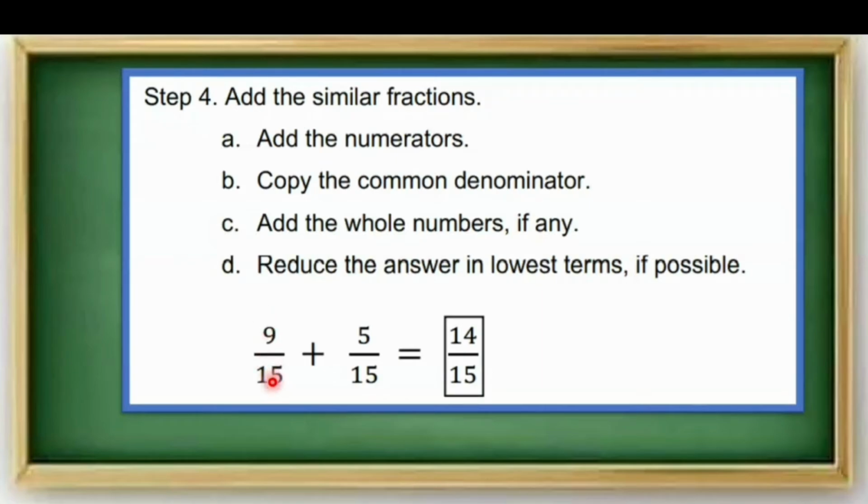That is 9 15ths plus 5 15ths. So, parehas na sila ng denominator. So, proceed na tayo doon sa step in adding similar fraction. So, just add numerator 9, 5, that is 9 plus 5, that is 14. And just copy the denominator. Since we cannot reduce this into lowest term, magiging as it is na yung sagot natin na 14/15.